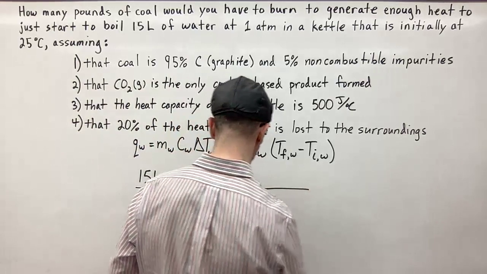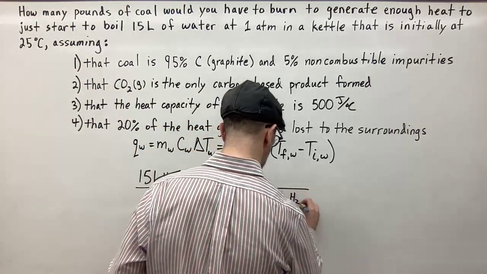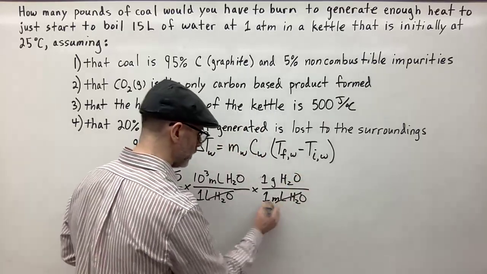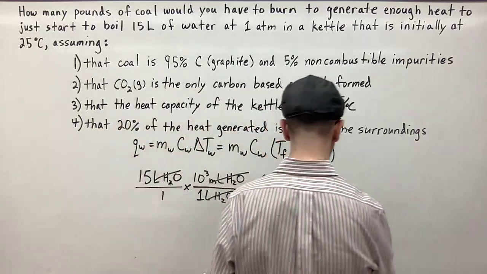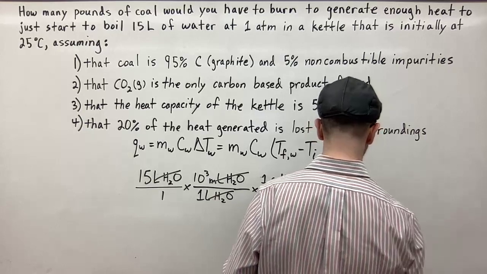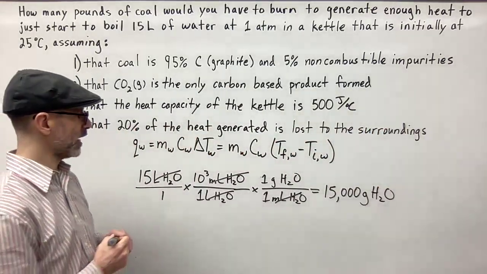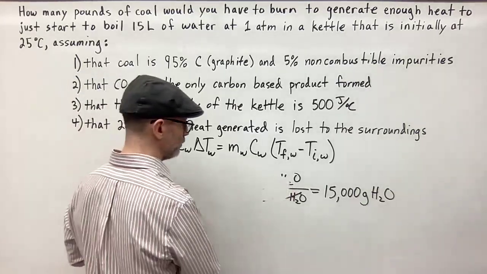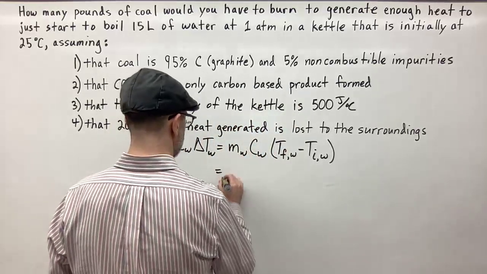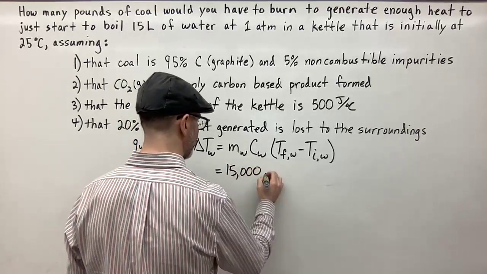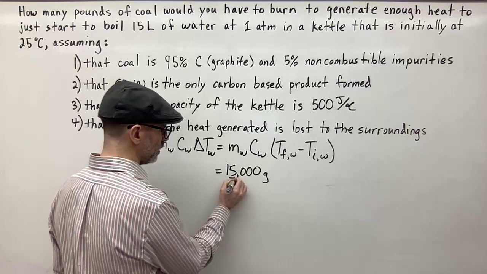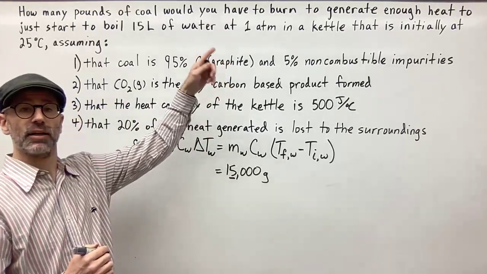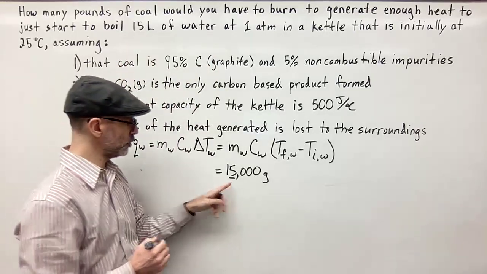So 1 milliliter of water on the bottom and 1 gram of water on top. So milliliters cancel out. Now I have grams, but of course that's going to be 15 times 1,000, which is 15,000 grams of water. So now I have the grams of water, so we can plug that in. That's 15,000 grams. And remember, the number of sig figs in 15 is 2, so we're limited to 2 here.